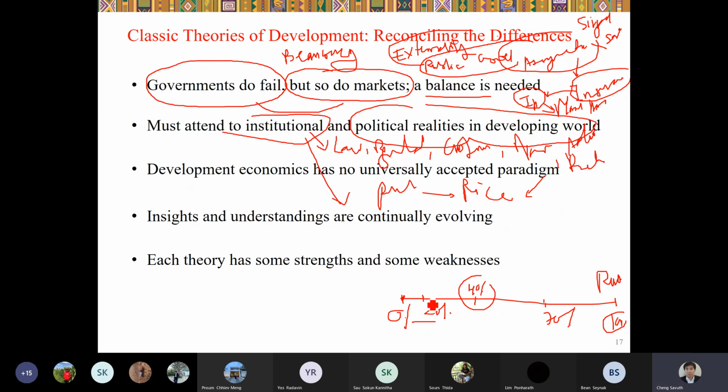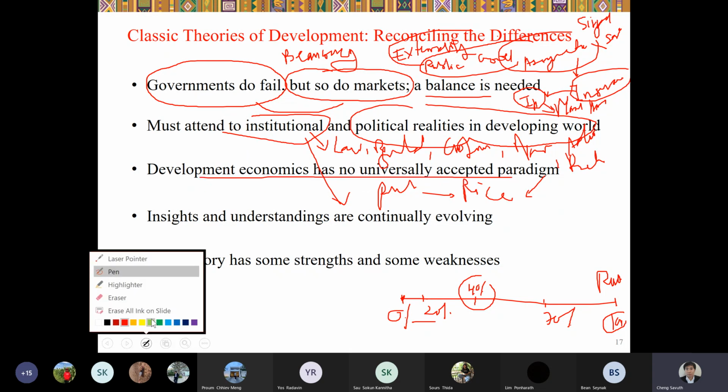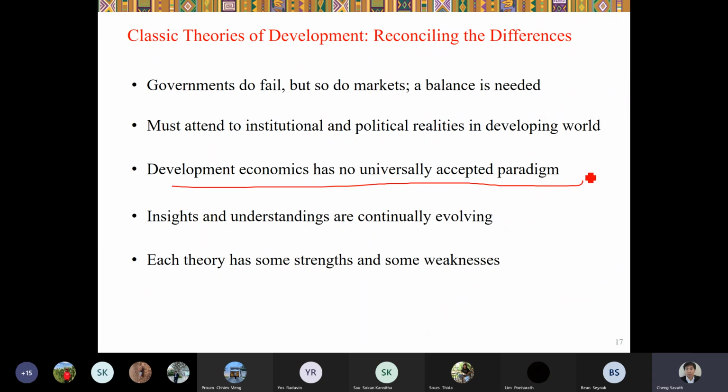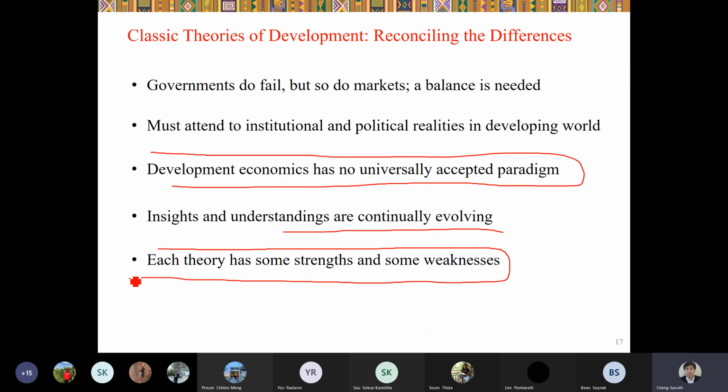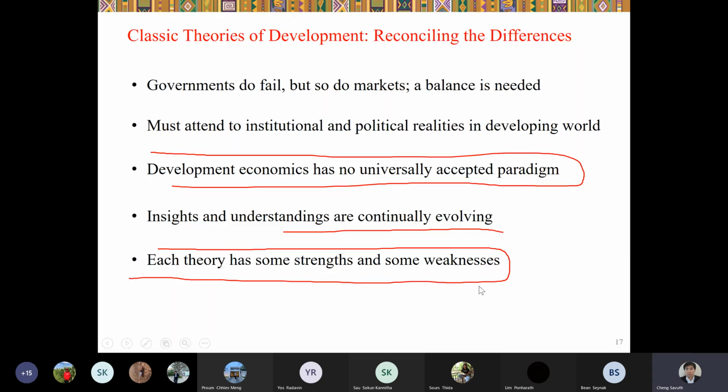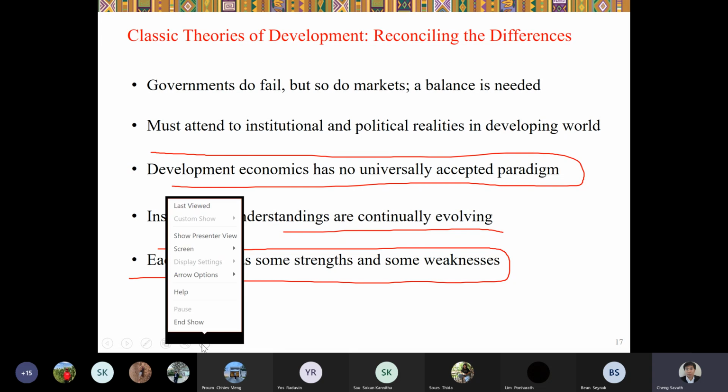When you design or want to encourage any kind of policy, remember that development economics has no universally accepted paradigm. In other words, there's no theory that works all the time. Each has its own weakness and its own strength. Insight and understanding continue evolving, and maybe we will have new theories soon. So these are all the things I want to say about the four big theories that we have learned so far. I think that's all for this session.